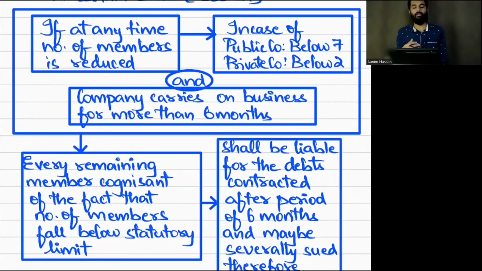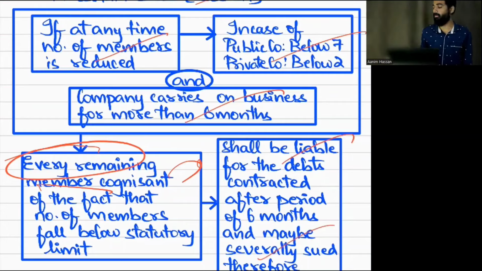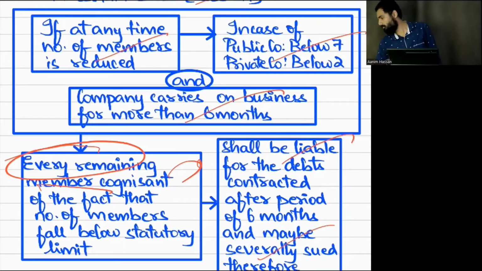The class got cut, so first we just revise Section 3A, then we'll go on with what we were about to discuss last time. If at any time the number of members falls below 7 in a public company or 2 in a private company, and the company carries on business for more than 6 months, then every remaining member who is cognizant, meaning who has knowledge that the number of members has fallen below the statutory limit, shall be severally liable for any debt contracted after the period of 6 months, and may be sued for it.